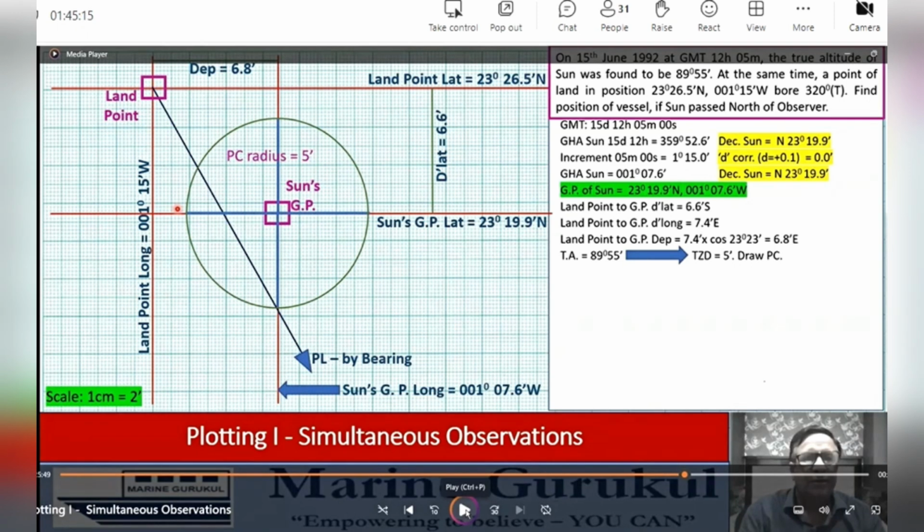Sun passed north of observer. Very good. So where is sun in this diagram? Okay, understood. Sun is north of observer. Exactly. First point. The sun passed north of the observer. Sun is at the center of the position circle where the GP is. This is where the sun is.